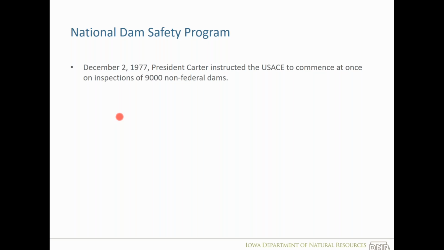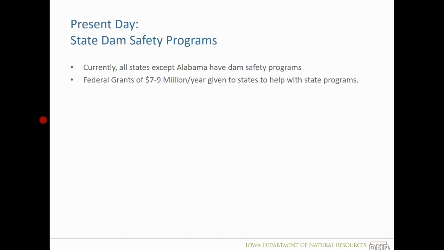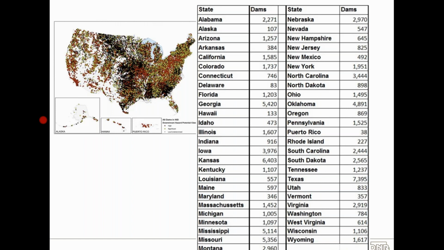So once again, the Army Corps of Engineers was told, hey, we've got to get started on inspecting these 9,000 non-federal dams around the country. And that also meant that it wasn't just all put in the Corps' hands. It basically said, hey, states, you have to step up too. You've got to get some dam safety programs, start to inventory your dams and start to provide inspections and permitting, those sorts of things. So that brings us to current day. All states except Alabama have official dam safety programs and requirements. The federal government does help provide those states with assistance through some grants. And our national inventory of dams is up to over 90,000, as you can see in this picture here.